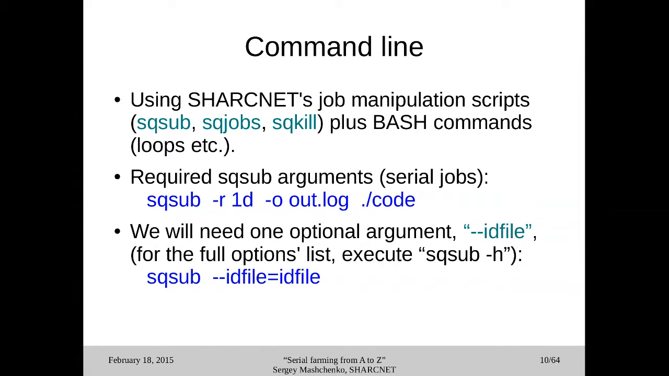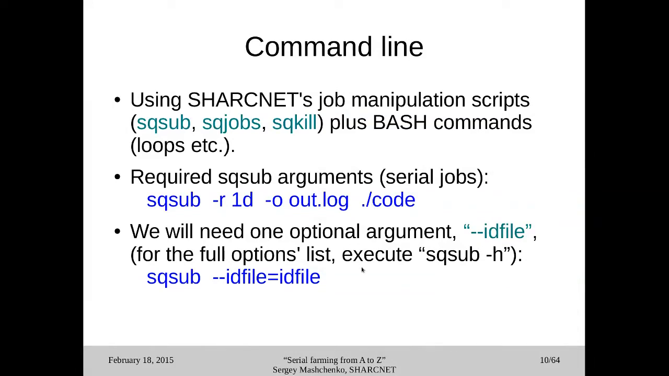The sqsub command to submit jobs requires two obligatory arguments: -r runtime, in this example -r 1d, and also -o, followed by the name of the log file where the output will go. These are required arguments. Then you provide the full path to your code, and then optionally command line arguments for your code, not shown in this slide.